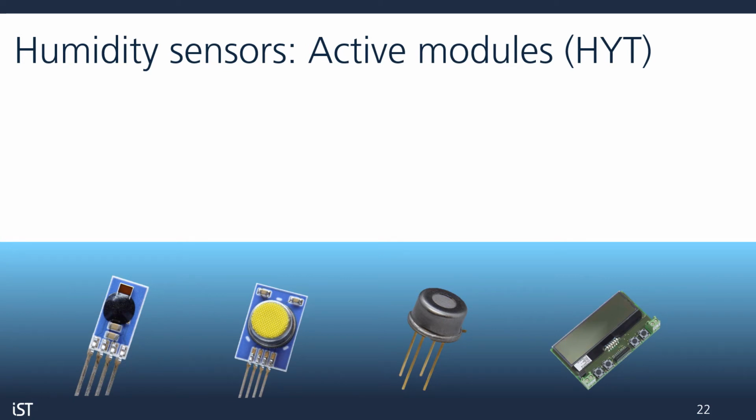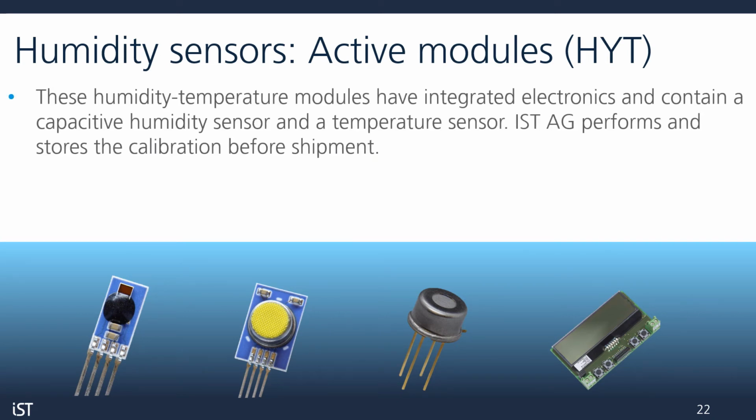Now, moving on to active humidity temperature modules. We call this product line our HYTs. These modules have integrated electronics and contain a capacitive humidity sensor plus a temperature sensor. IST performs the calibration in-house before shipment, so all you need to do is plug it into your controller and get going.